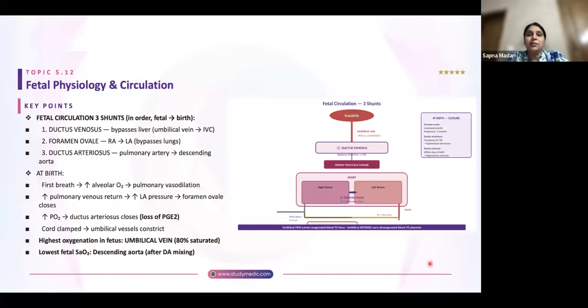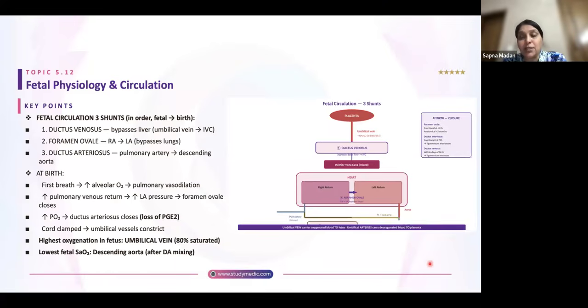And the third shunt is ductus arteriosus. Now, the little bit of blood that has gone into the right ventricle in the developing fetus, which has entered the pulmonary circulation, is not going to be oxygenated. So that is also shunted from the pulmonary artery to the descending aorta. This is the third shunt.